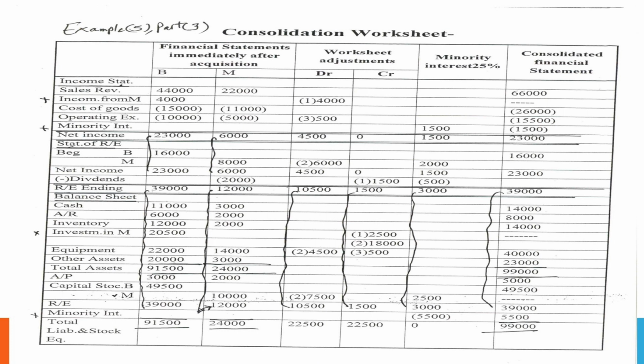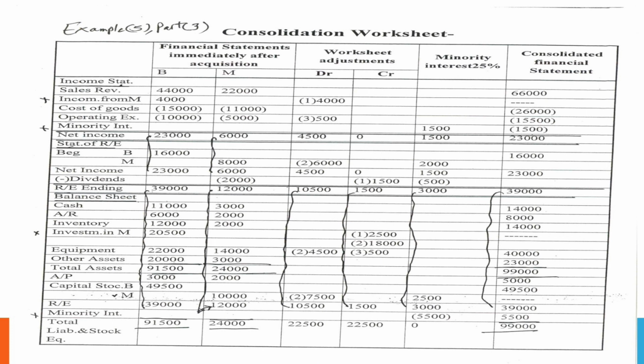That means if you look at the numbers here, ending retained earnings for company B is 39,000, for company M, 12,000. You need to know how to prepare each one. If I ask you to prepare it, you need to prepare it this way.